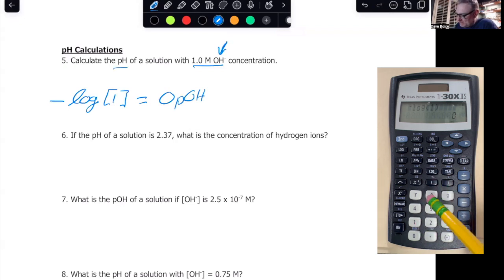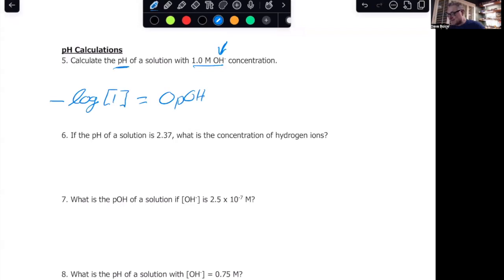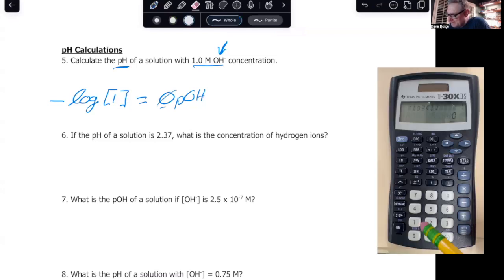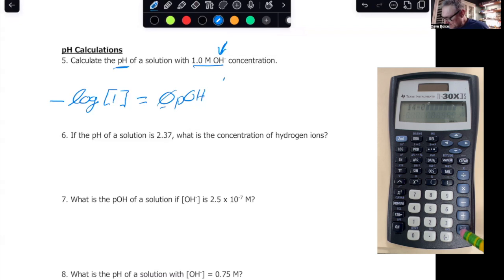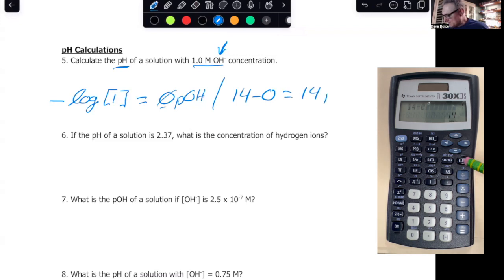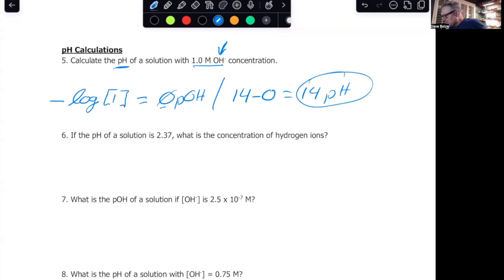And what the question wants is the pH. So be careful, this kind of thing happens all the time. Make sure you're reading them very carefully. A 0 for the pOH means that I'm going to do 14 minus 0 equals 14, and that is my pH. So be very careful that you're reading the question.